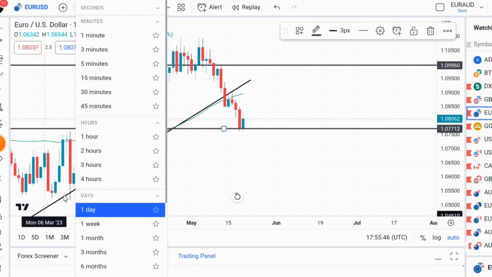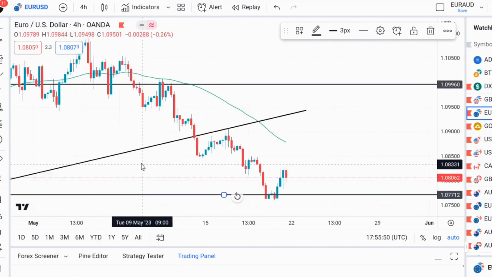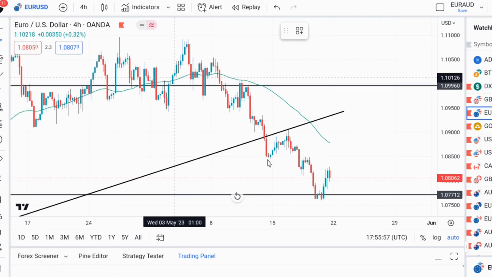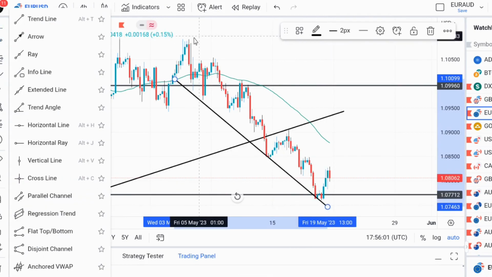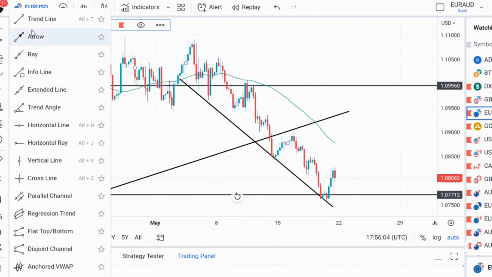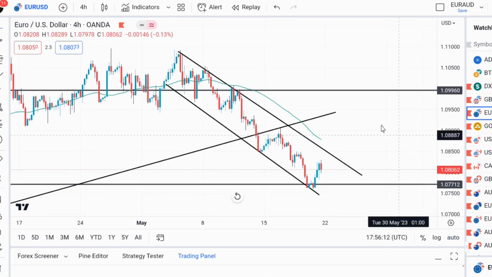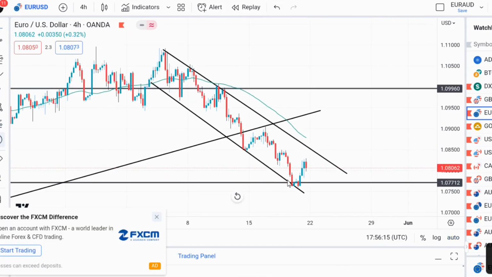So let's check the 4-hour time frame. As you can see here, if we have a candle close above this trend line, then it means that you wait for a retest and then you buy to 1.0996. This trend line is what we use to enter at this particular area.